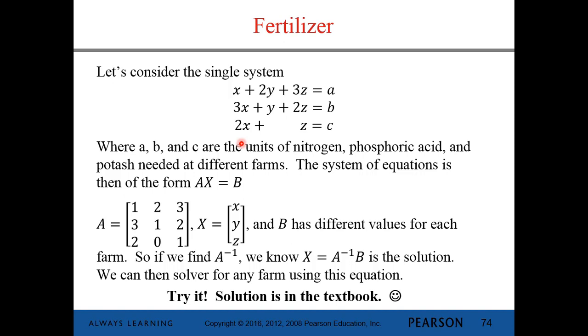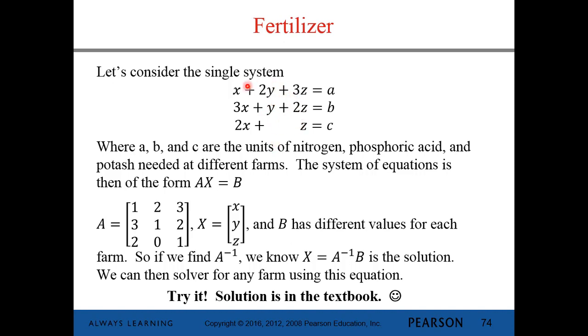Here's the system we're going to use for each brand. This is the amount of nitrogen, phosphoric acid, and potash for brand X. Then we have brand Y, and then we have brand Z. These are the amounts of nitrogen, phosphoric acid, and potash for each one.